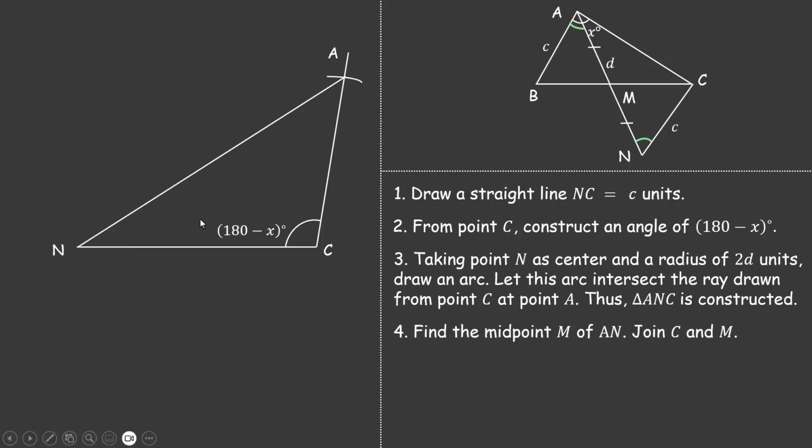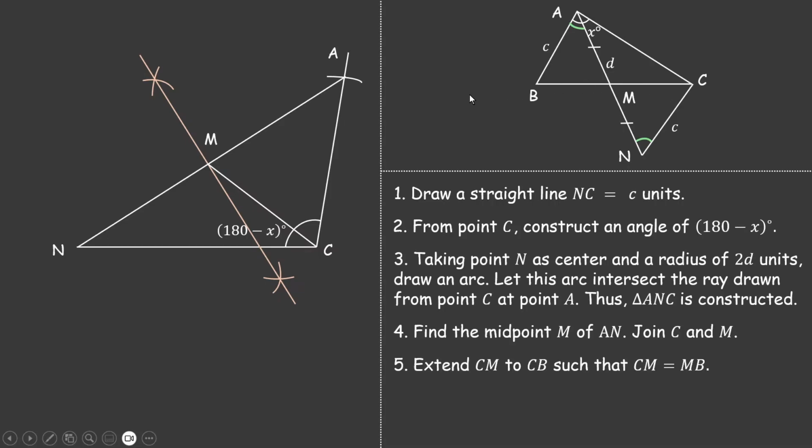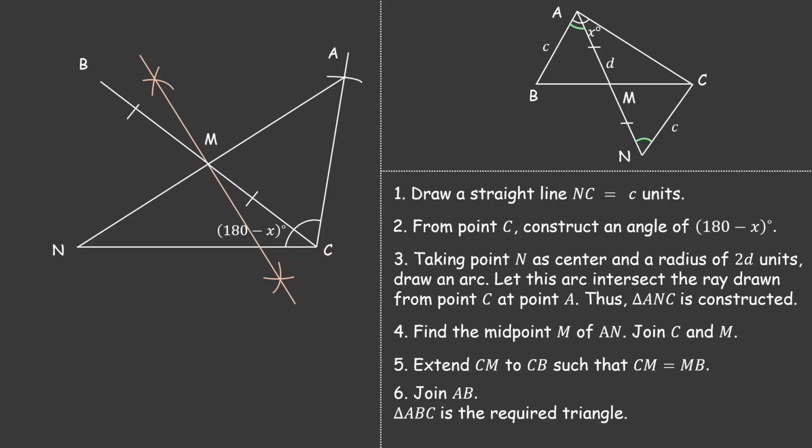Now, we will find the midpoint M of AN. This is the midpoint M that we need. So, we are once again going to draw the perpendicular bisector of AN. That's the midpoint M. Let's join CM. We have this line. And now once again, we're going to follow the same steps. We'll just extend it to B such that CM is equal to MB. And we'll join AB. So ABC is the required triangle.